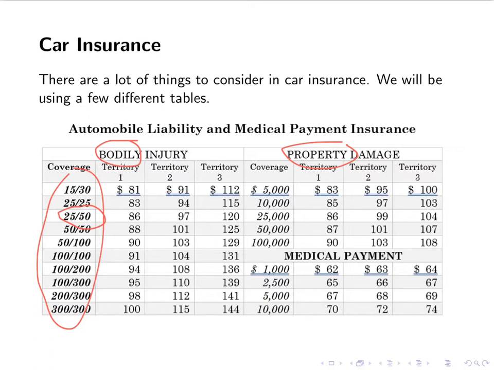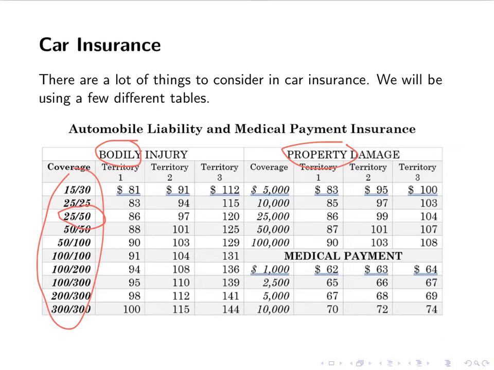If I hit 3 people, each of whom claims 20,000, then each person individually is under the 25,000, but collectively it is not under the 50,000. So the insurance company would pay out 20,000 to the first person, 20,000 to the second person, but only 10,000 to the third because it has to stay under the 50,000 total.